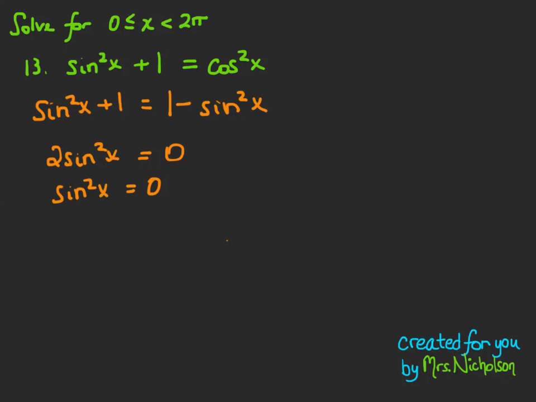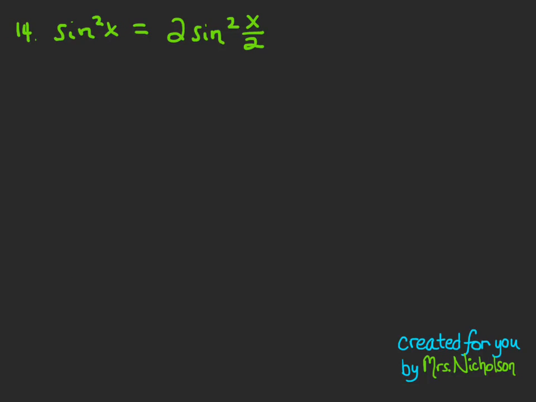And I guess technically I can square root both sides. But the square root of 0 is still 0. So sine x has to equal 0. And that happens when x is 0 and pi. All right, let's move on to the next question, number 14.